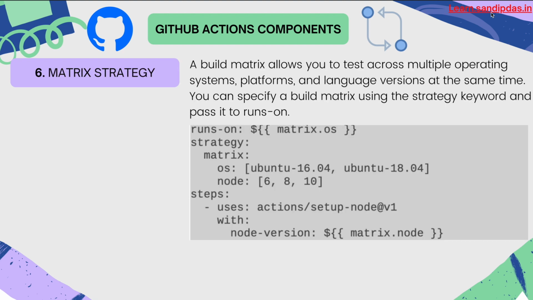Sixth one is the matrix strategy. A build matrix allows you to test across multiple operating systems, platforms and language versions at the same time. You can specify a build matrix using the strategy keyword and pass it to runs-on.